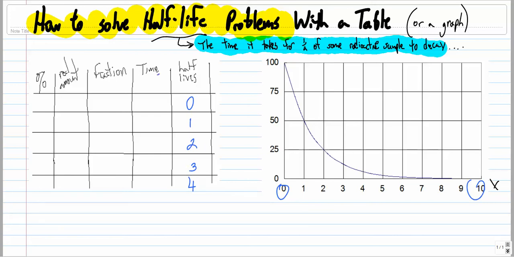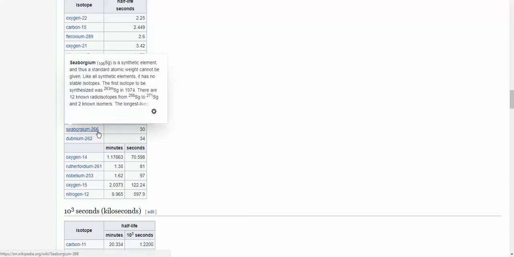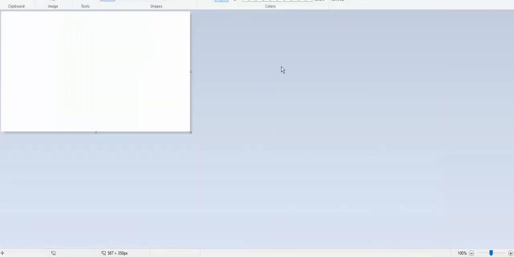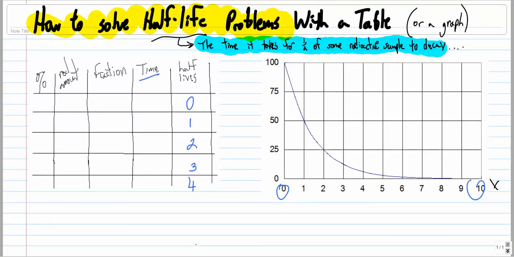So time, actual real time, I'm going to have to make something up. I'm going to have to give you an element. So let's go Google one really quickly here. Okay, so let's see right here. Nice easy number. Let's say Seaborgium-266. The half-life is 30 seconds. So if I ask you a question about Seaborgium-266, the half-life is 30 seconds. So time is 0 half-lives, that'd be 0.